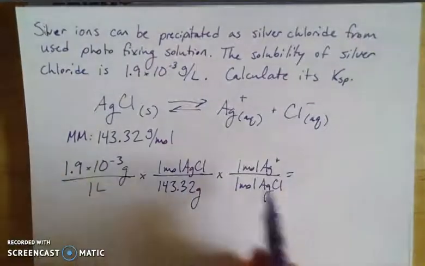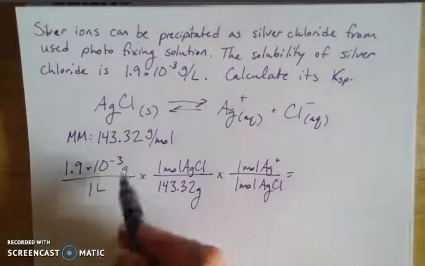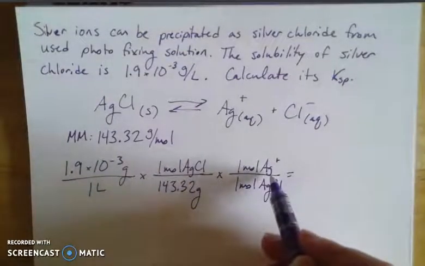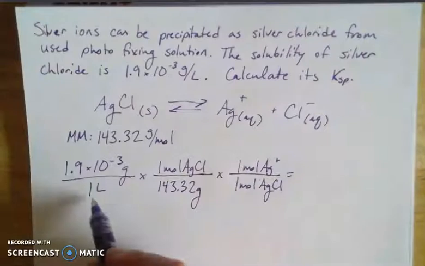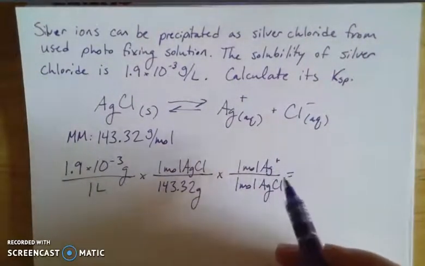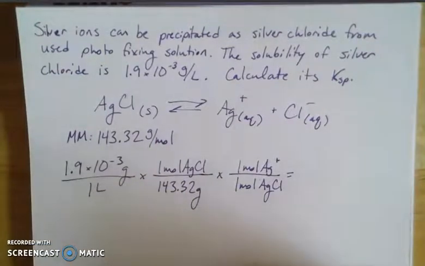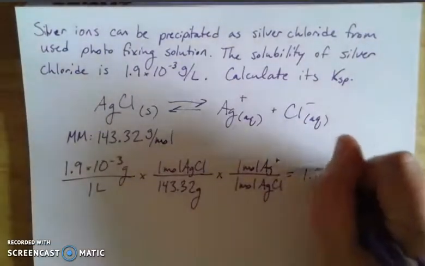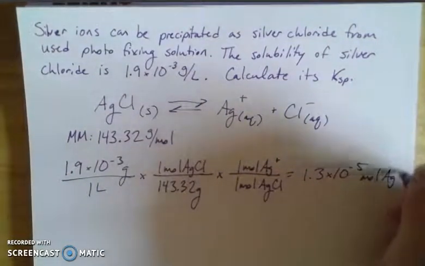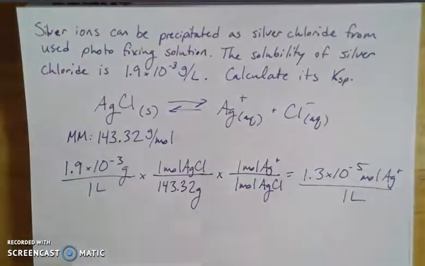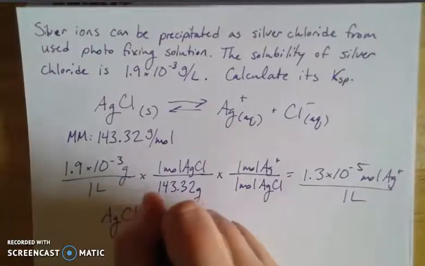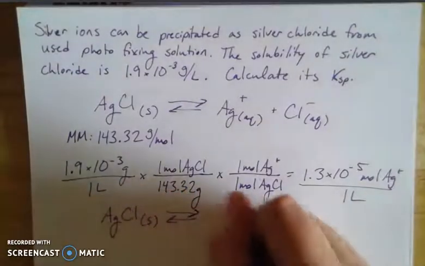So when I run the numbers through my dimensional analysis here, this is grams of silver chloride, moles of silver chloride, and I'll be left with an answer of moles of silver per liter, right? So it's a molarity, the concentration of my silver ions in solution. So when I run the numbers there, I end up with 1.3 times 10 to the negative 5 moles of silver per 1 liter. Now again, that's useful because I'm going to rewrite this for ease of ICE box viewing.